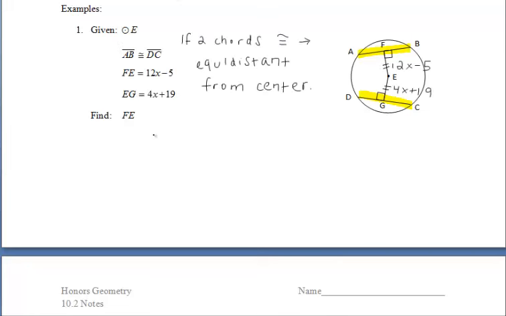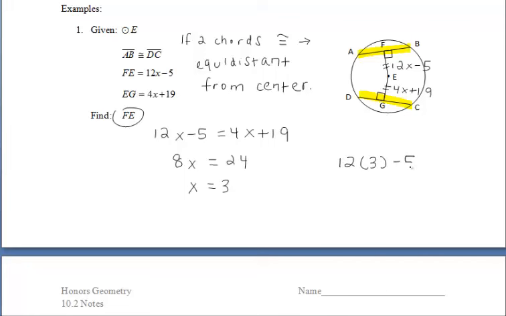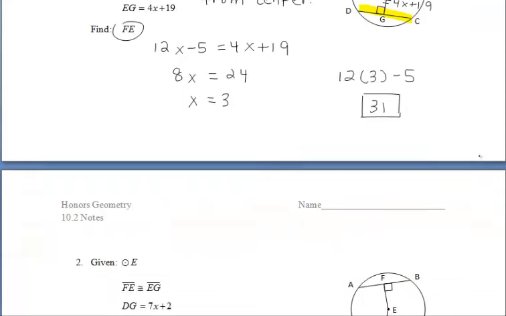We should be thinking about the theorem that says if two chords of a circle are congruent, then they are equidistant from the center. So this one was a pretty straightforward example, in that we just have to set those two expressions equal to each other. With that, we get that x has a value of 3, and since we want to find the length of segment FE, we can substitute that back in to get 31 for the final answer.